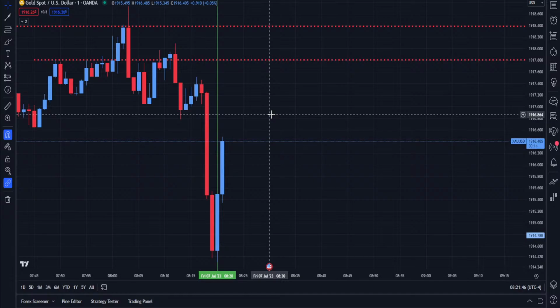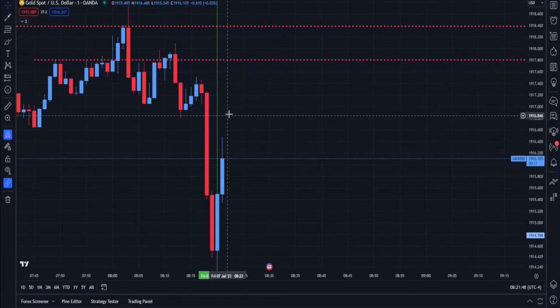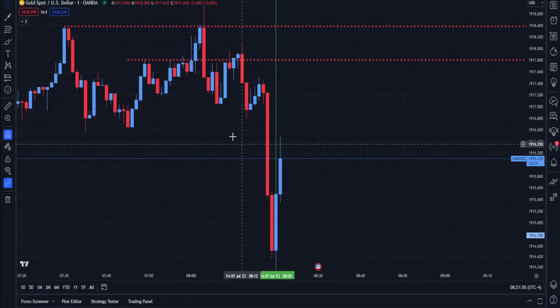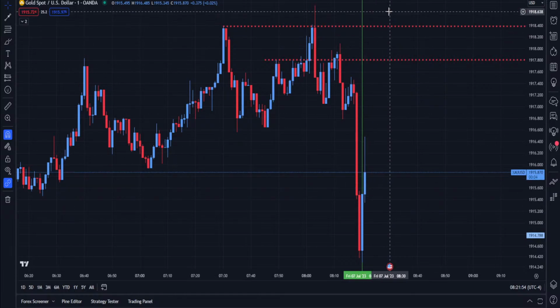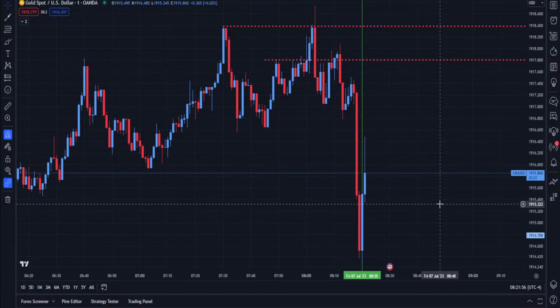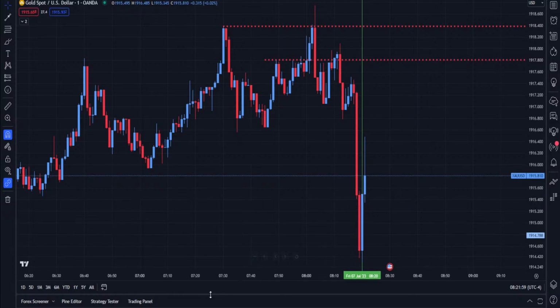Hopefully what it's doing here is it was grabbing liquidity down here to make people think it's selling, right? Then it's gonna make people think it's buying again, and then it'll fully sell off for the rest of the day. Hopefully that's the case.